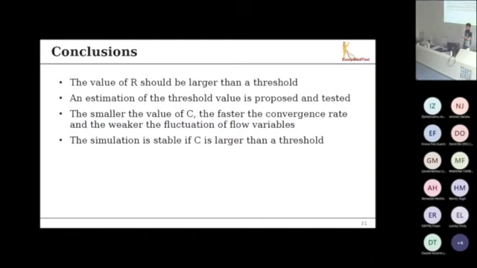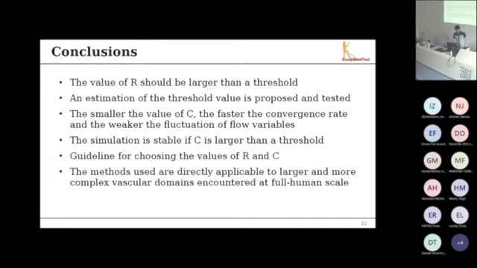I show that the capacitance doesn't have a strong dependency on the accuracy of this strategy, but it has impacts on the convergence rate and the fluctuation of the flow variables. Also, the simulation stability is impacted by this parameter. As the capacitance increases, the stability increases. So our understanding here can provide a guideline for choosing these two parameters in practice. The methods used here can be applicable to larger and more complex vascular domains encountered at full human scale.